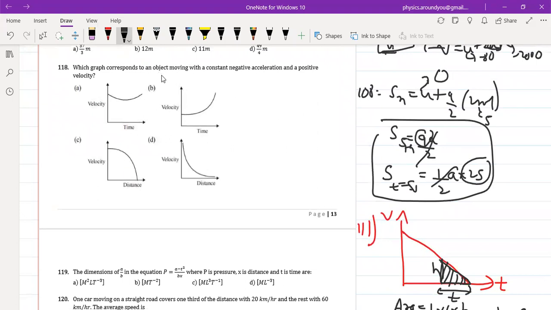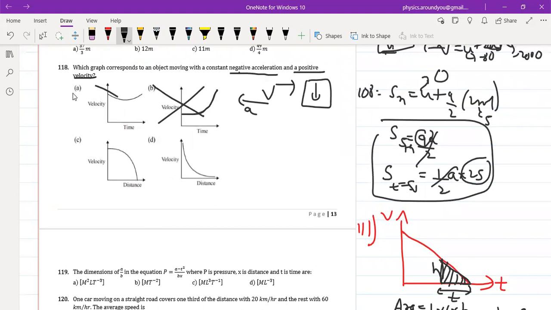Which graph corresponds to an object with constant negative acceleration and a positive velocity? Negative acceleration and positive velocity. Okay, so again, there are multiple ways to do it. The simplest way: velocity is positive, acceleration is negative, therefore velocity should be decreasing with time. But the second one says that velocity is increasing with time. Therefore, B is wrong.